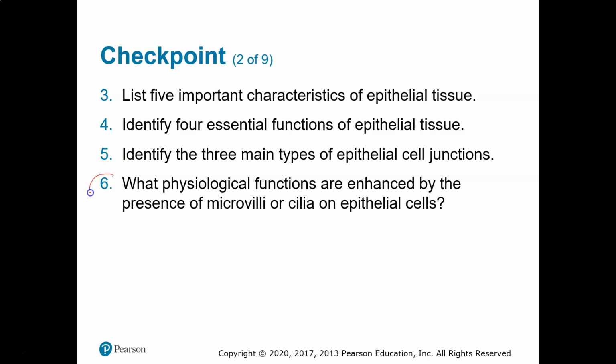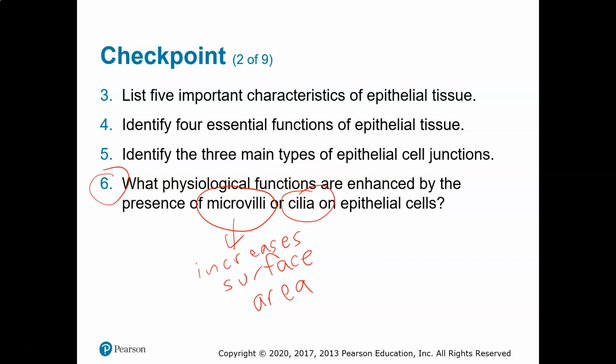Okay, we're going to go over number 6. What physiological functions are enhanced by the presence of microvilli? Microvilli increase surface area. So in the intestines, it increases the surface area for the absorption of nutrients. Your intestines can absorb more nutrients when there's microvilli lining the inside of the intestinal walls. And cilia is for moving materials over the surface of the cell.